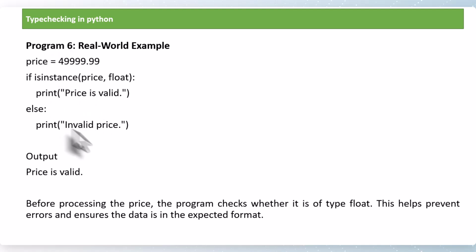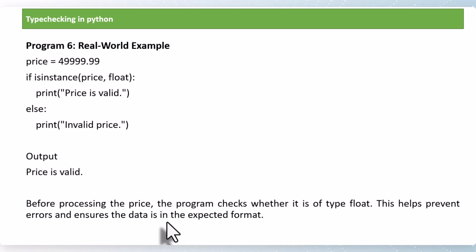As of now, we have not covered these conditional statements, but I'm just showing you how you can use isinstance in any kind of real world example. Before processing the price, I am going to check whether this price is a float type or not. This helps us prevent errors and ensures that data is in the expected format.